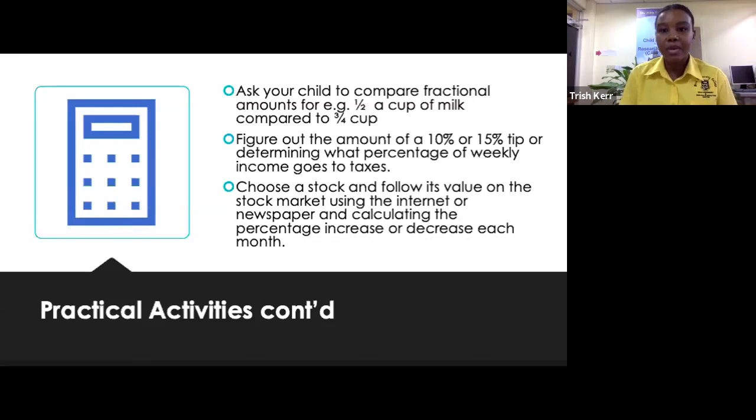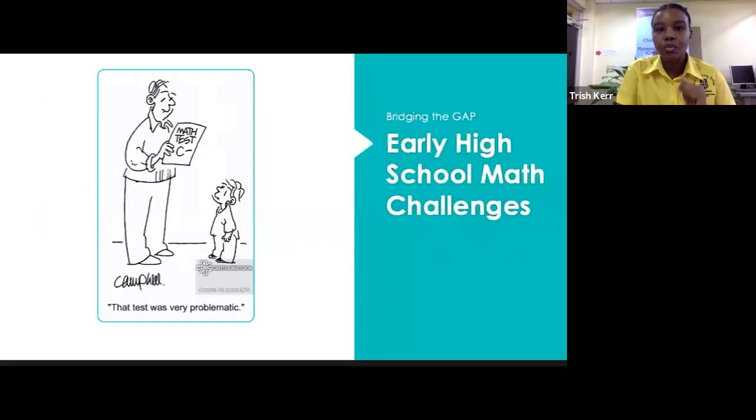So there are so many ways to bring out math in daily life. We couldn't even cover everything now, but we just want to give you a basic idea. So we're moving on quickly to the early high school math challenges. We realize that some of you might have children who are just moving into grade 7 and making that transition from grade 6. They may not have done so well on PEP, and we saw the grades, some below 50%.